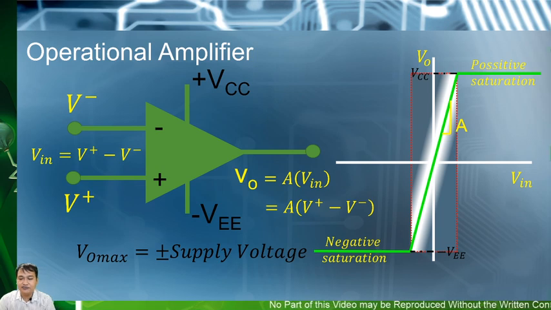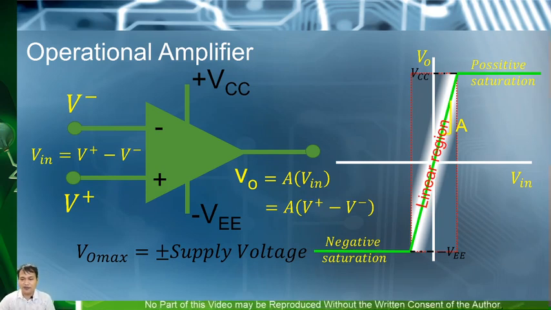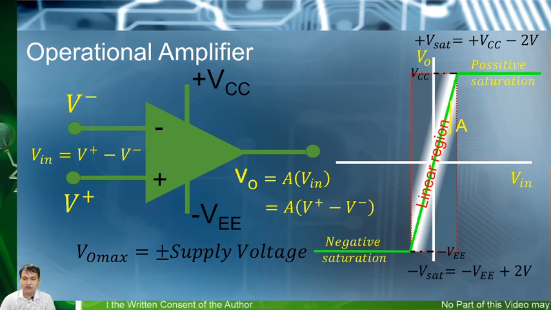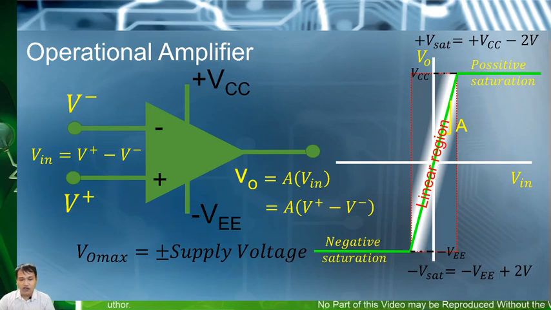From this area, we call this the linear region, where the op-amp will conduct in normal operation. Okay? To avoid these two saturation regions, we must set our positive VSAT equal to the positive VCC minus 2 volts, and our negative VSAT equal to negative VEE plus 2 volts. Okay?